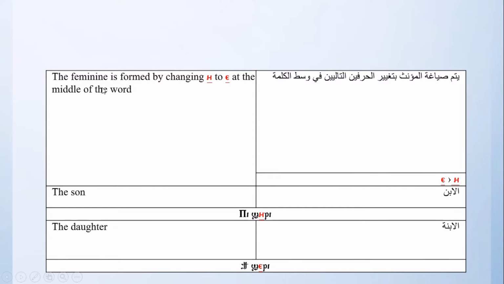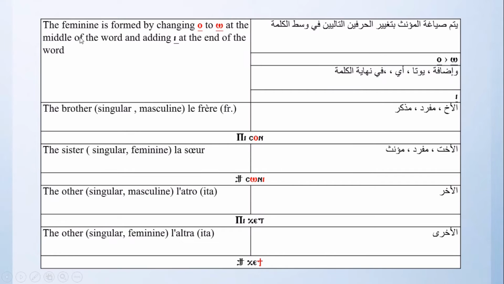Another example of changing the gender of the word by changing vowels or letters in the word: the feminine is formed by changing the eta into A in the middle of the word. For example, we have pishiri, which means the son. We turn it into feminine, tishieri, the daughter. The feminine is also formed by changing omicron O into omega in the middle of the word and adding iota at the end of the word.